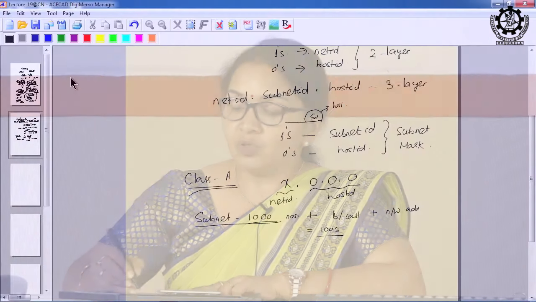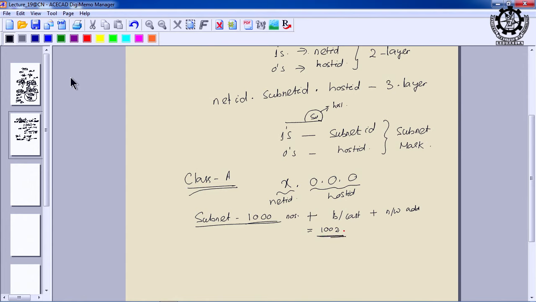Now, with this number, how many bits will be required to identify or to form 1002 subnets? You tell me the higher number, the maximum number. 10. That means we have to spare 10 bits to form 1002 subnets.